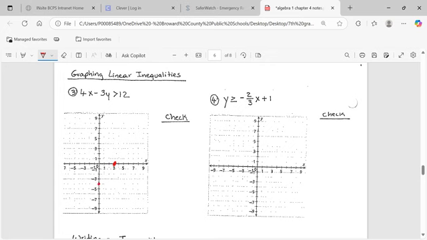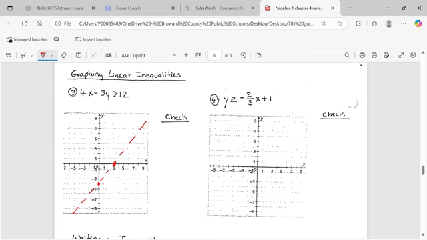And then we would have to be guessing which side. I know that it should be an open line because of the greater than. It's not or equal to, so I know it's going to be an open line. And then I would have to pick a point to find out which side do I need to shade. Do I shade above or do I shade below?